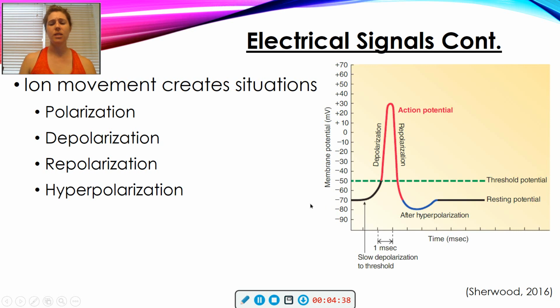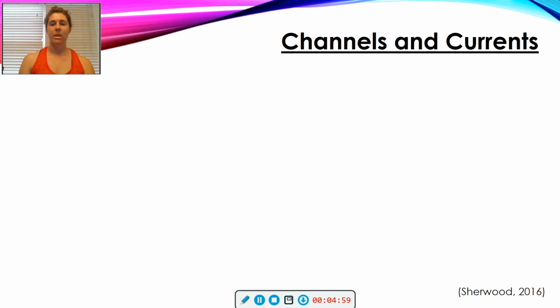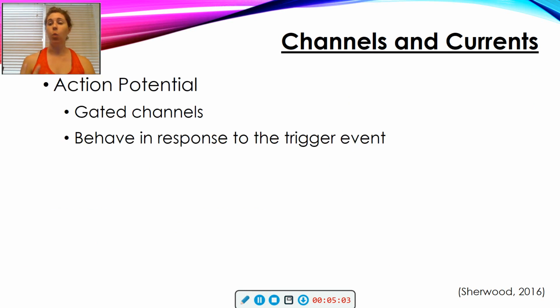What causes all these things to go up and down? It depends on what's happening in your body and what's happening inside and outside of the cell. There's going to be some kind of triggering event that causes these channels to allow ions to move in and out. So let's talk about the types of channels, their currents and how they work.